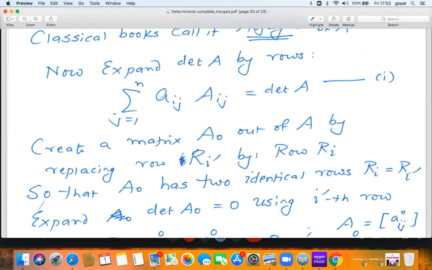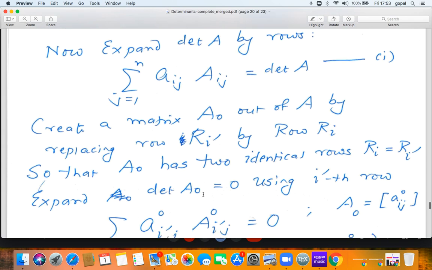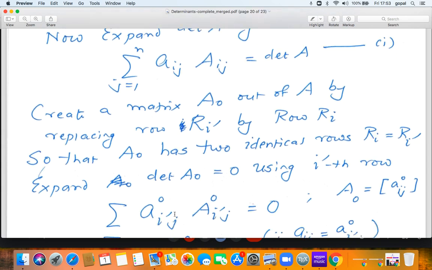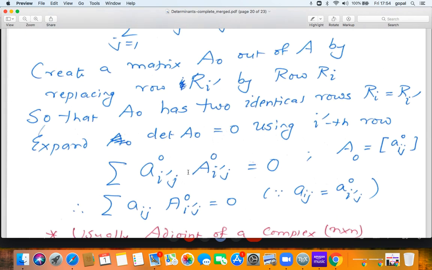Now what we do is the Laplace expansion. We do the expansion of this determinant using the i prime row. So the entries of A naught are a i prime j superscript 0, and the corresponding cofactors are capital A i prime j superscript 0. So we get this expansion using the i prime row. But what exactly is happening? The i prime row and the i row are identical, isn't it so? So a i prime j superscript 0 is exactly the same as Aij. So this expansion simply becomes summation Aij times A naught i prime j.